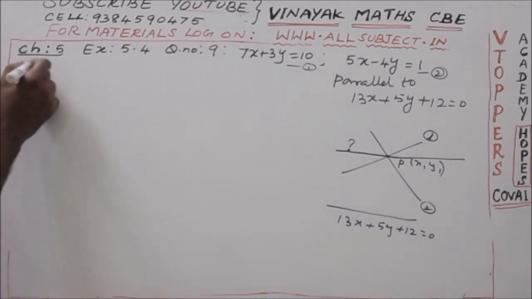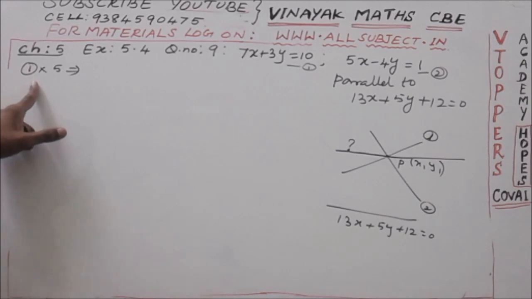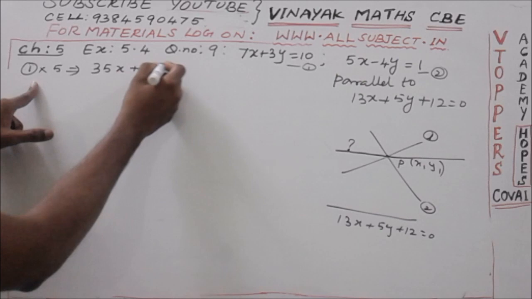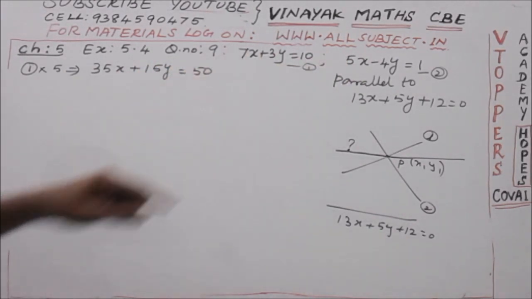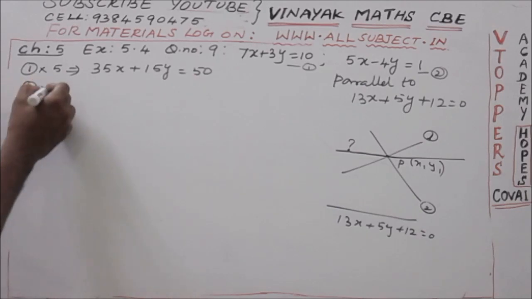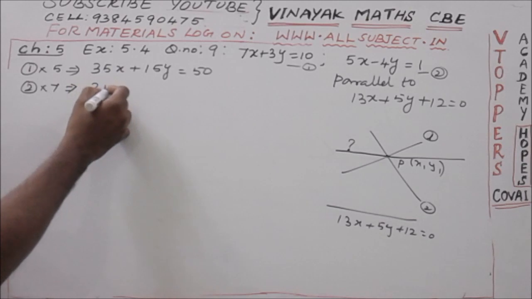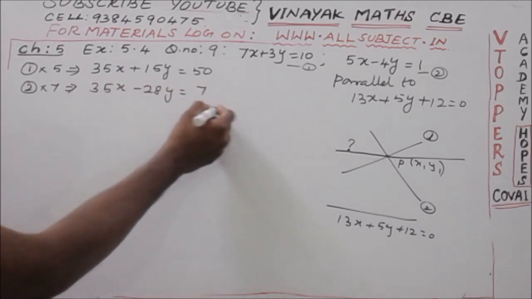So 1 into 5 implies, first equation multiplied by 5 here: 35x plus 15y equal to 50. And then multiply the second equation by 7, which implies 35x minus 28y equal to 7.